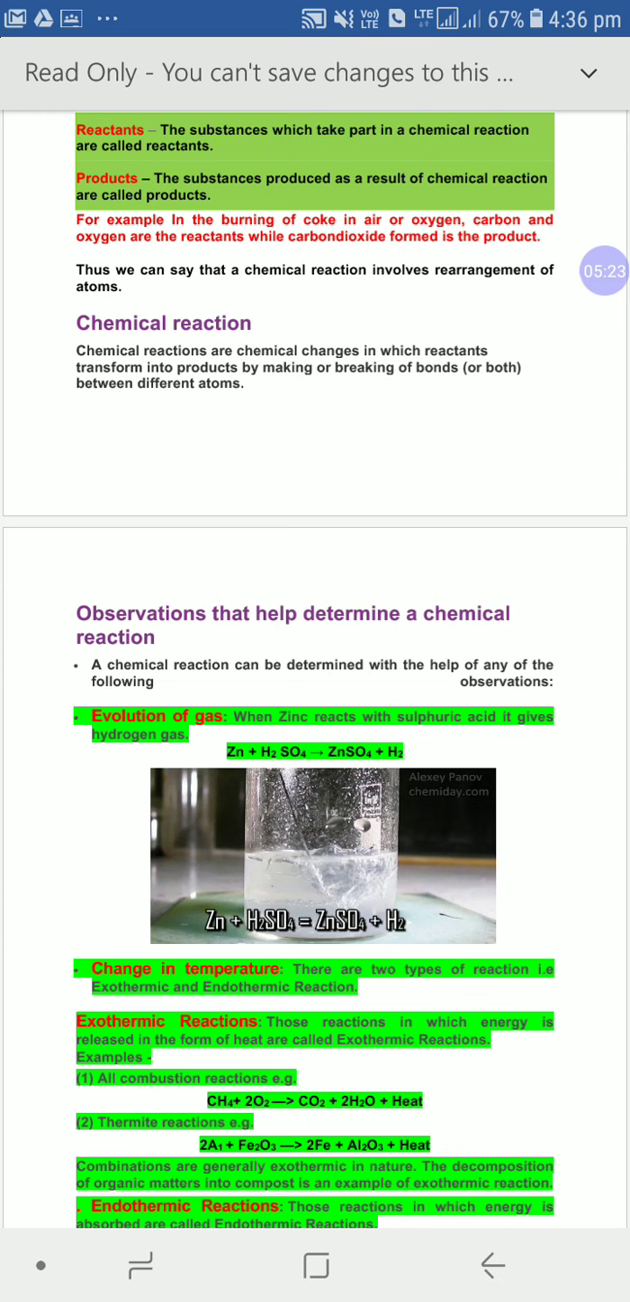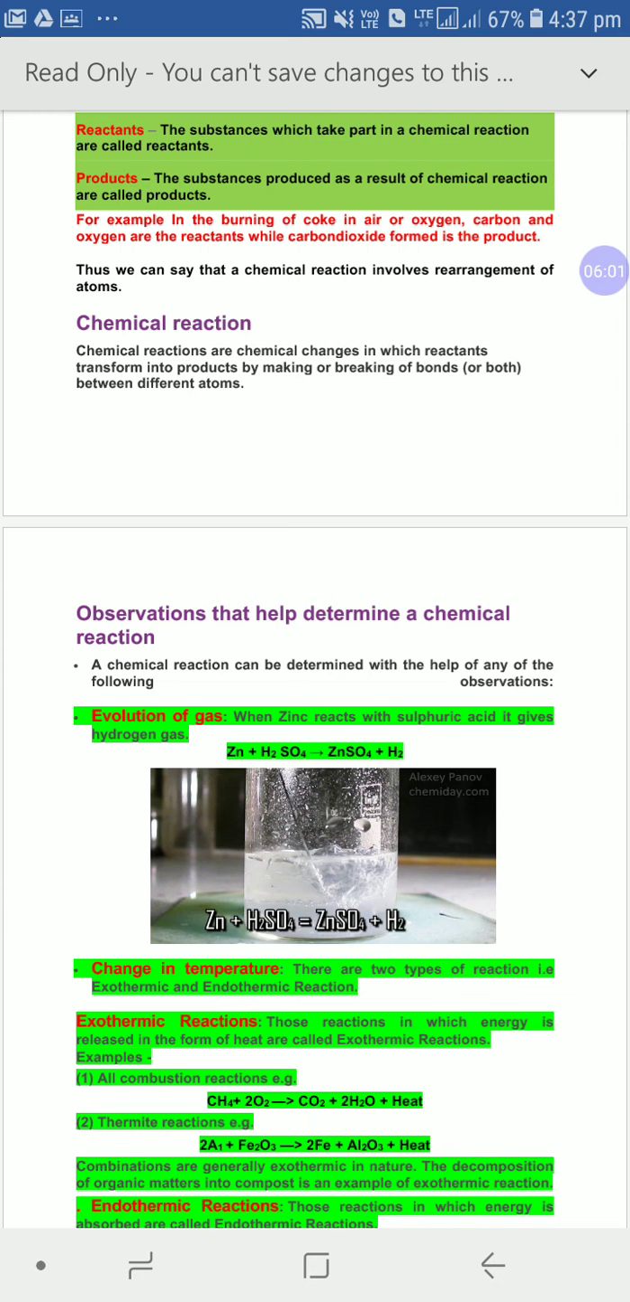Heat is released in exothermic reactions. For example, when methane reacts with oxygen, carbon dioxide, water and heat are produced. This is known as an exothermic reaction. The combination reaction is generally known as an exothermic reaction. When two or more reactants combine to form a new product, we call it a combination reaction. So a combination reaction is commonly exothermic. It means a new thing will definitely be produced, but along with it some heat will be produced. So that is known as an exothermic reaction.